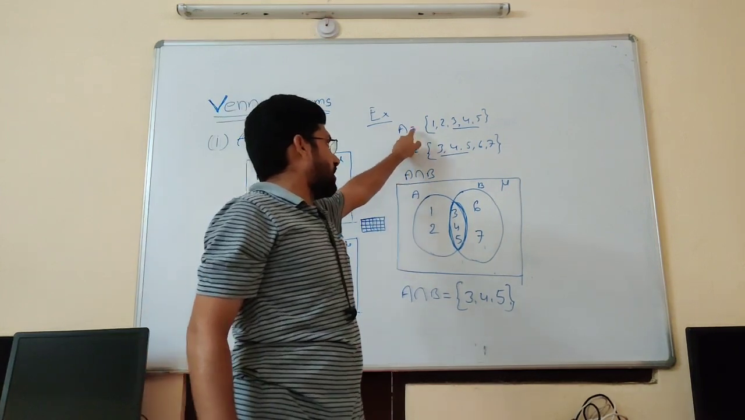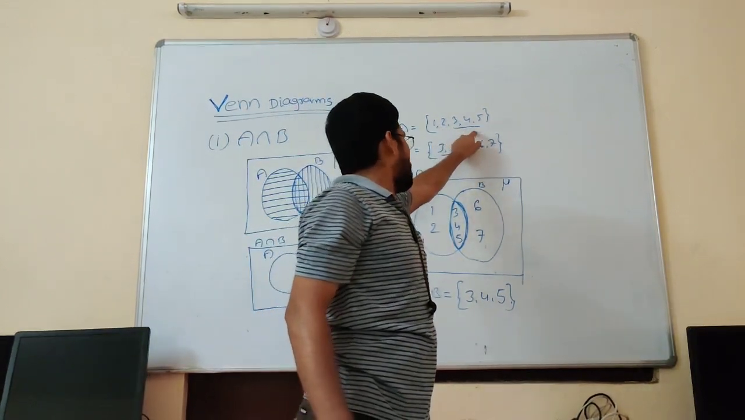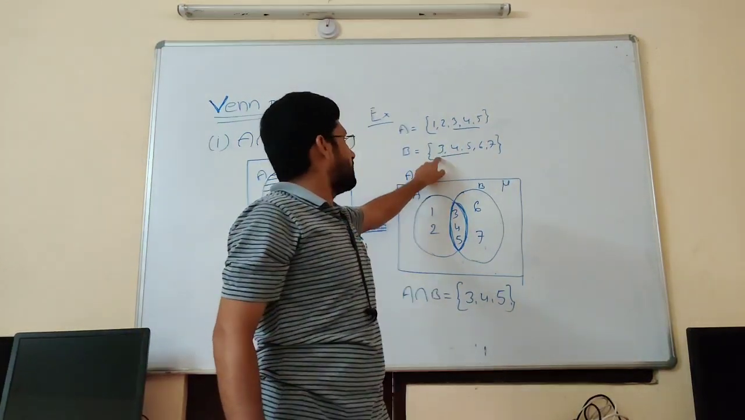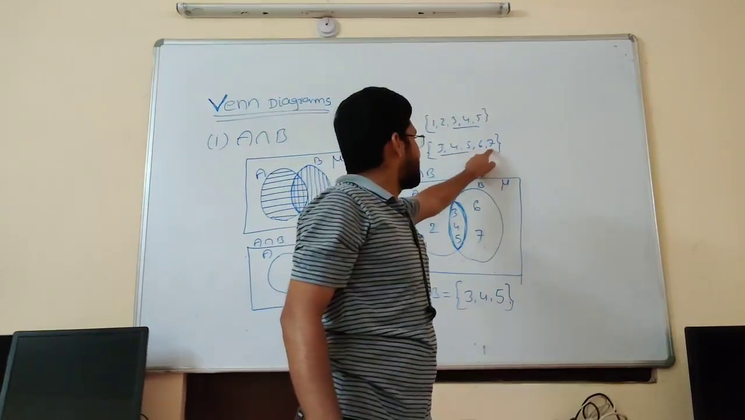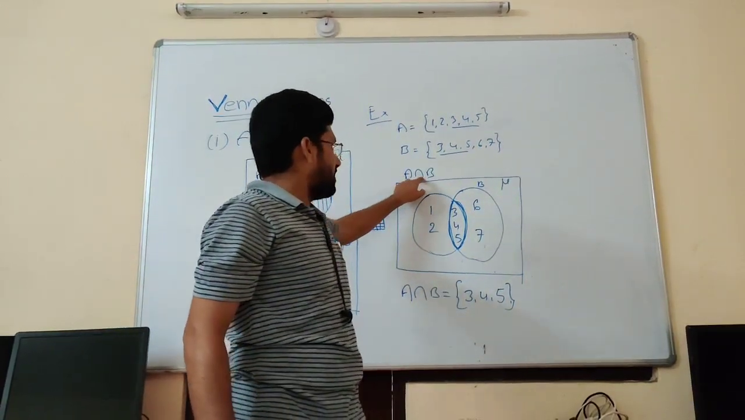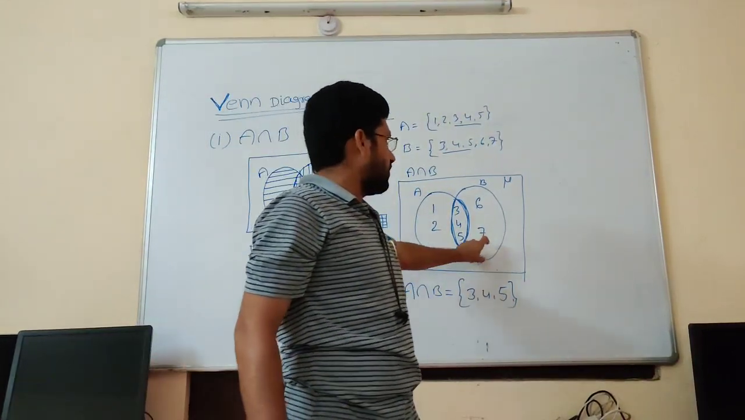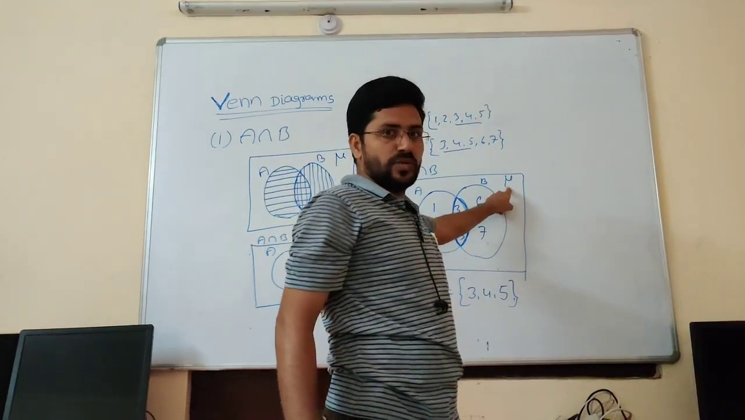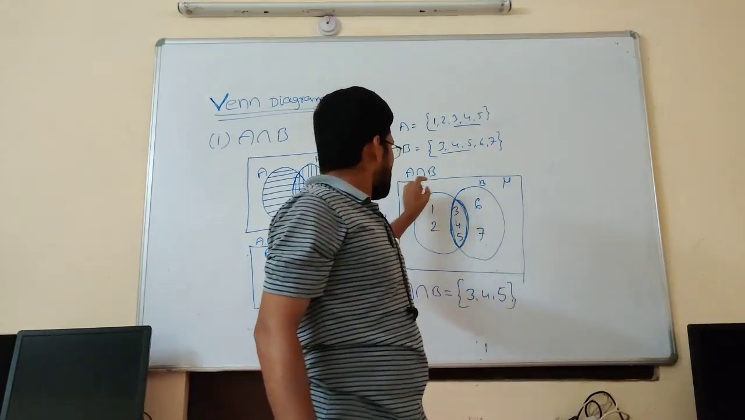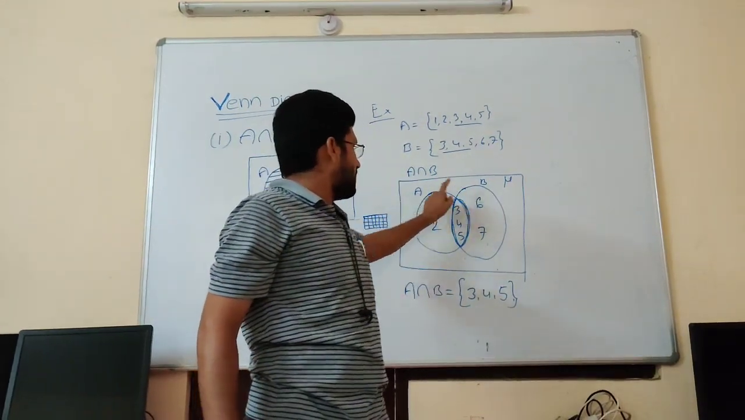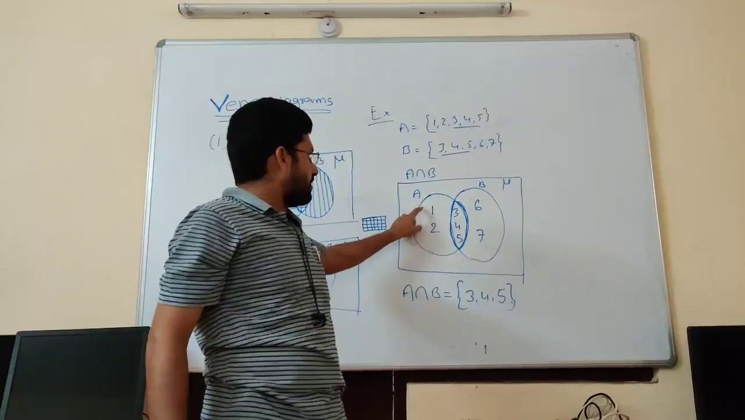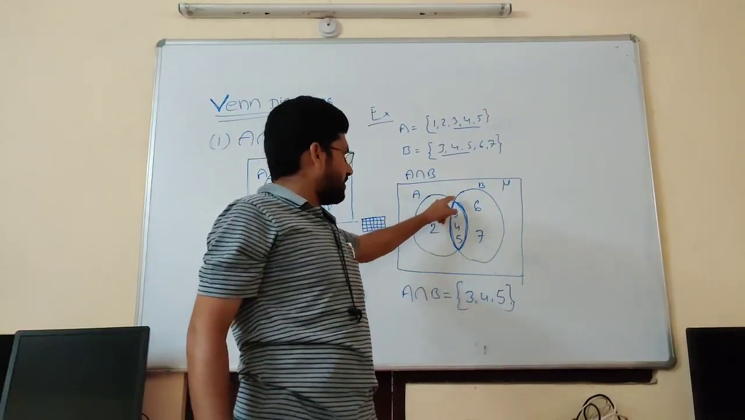A is equal to, I have taken 1, 2, 3, 4, 5. B is equal to, I have taken 3, 4, 5, 6, 7. Then A intersection B we have to represent in a Venn diagram. So first of all you go for one rectangle, and that is the universal set. And inside it you take set A and set B. Set A you can take as one circle, set B as the next circle.